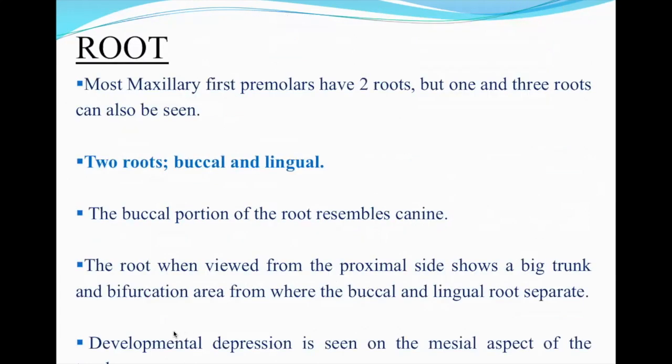Now the roots. Most maxillary first premolars have two roots, but 1 and 3 roots can also be seen. But mostly we will say permanent maxillary first premolar has two roots, buccal and lingual root. The buccal portion of root resembles canine. Root, when viewed from proximal side, shows big trunk and bifurcation area from where the buccal and lingual roots separate. Developmental depression is seen on the mesial aspect of the trunk.